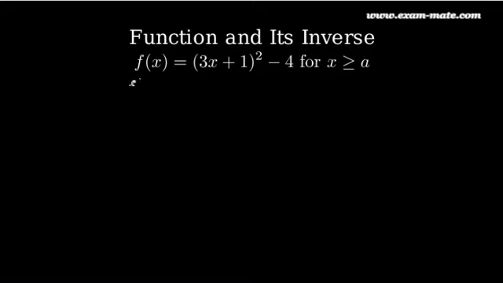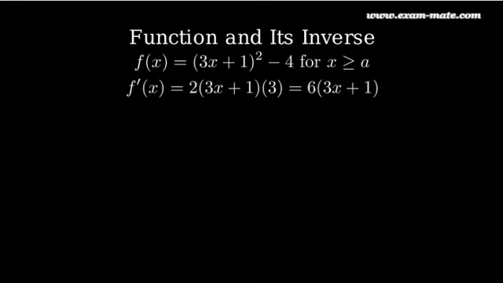Their inverses. We're given that f of x equals (3x + 1)² − 4, and we need to find the least possible value of a such that f inverse exists. For a function to have an inverse, it must be either strictly increasing or strictly decreasing. Let's find the derivative of f of x to determine where the function is increasing or decreasing. The derivative is 6 times (3x + 1). Setting this equal to 0, 6 times (3x + 1) equals 0. Solving for x, we get x equals −1/3. This is the critical point of our function.